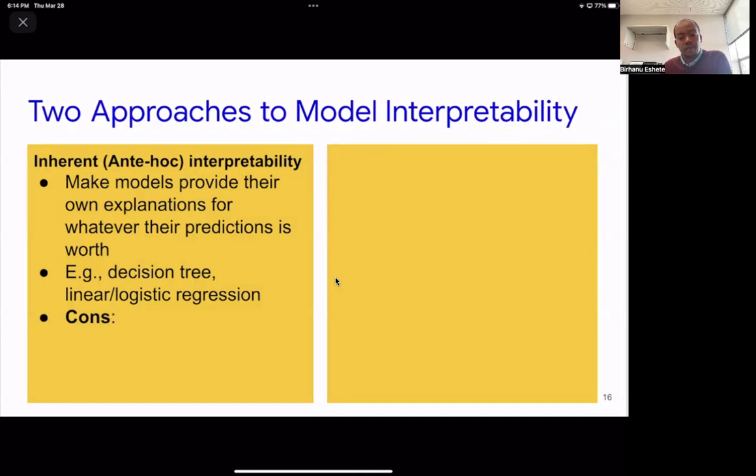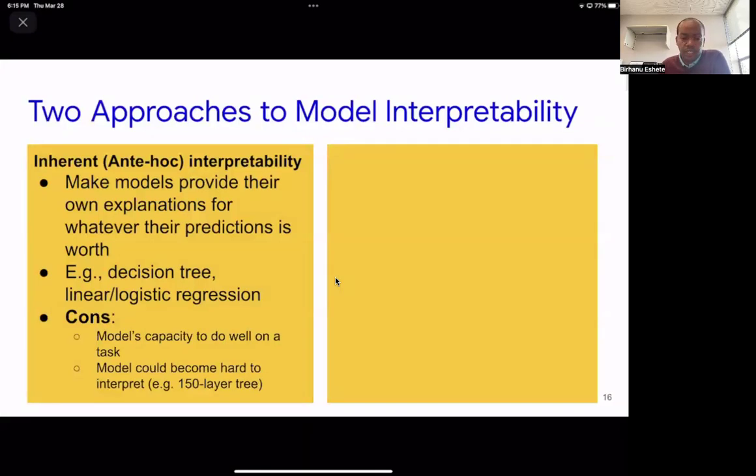The downside of such models is that the model's capability to do well on a task might not always work out well. For example, decision trees might struggle to deal with complex image models. And the model could become very hard to interpret. For instance, if you take decision trees again, depending on how many layers you have in the tree, the interpretability could get a little harder. If you have a 150 layer tree, it's really hard to traverse the tree and try to interpret what is going on. The other kind of interpretability approach is what we call post hoc, which is the opposite of ante hoc.